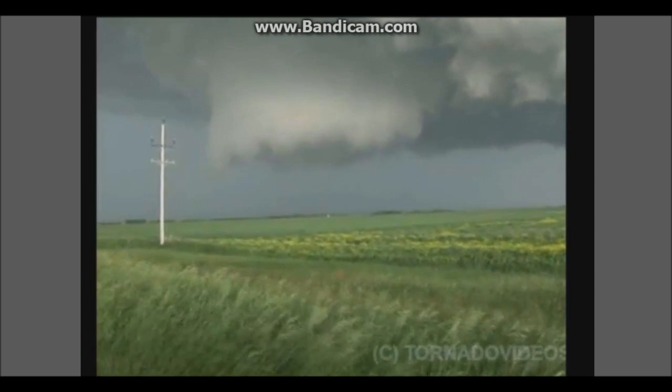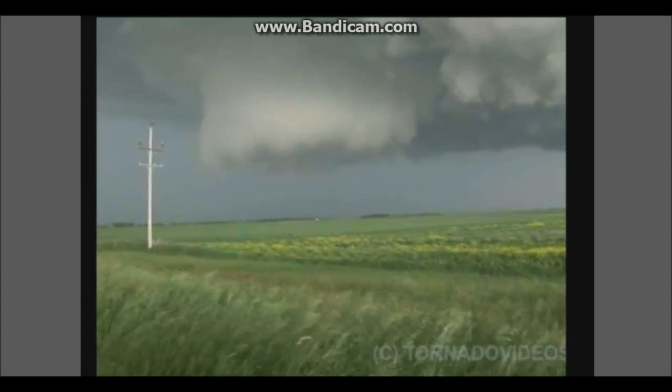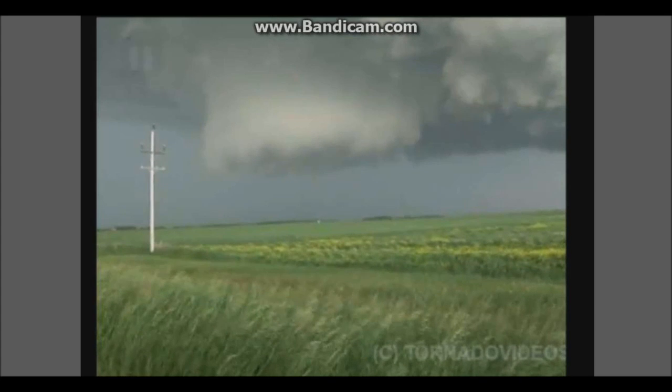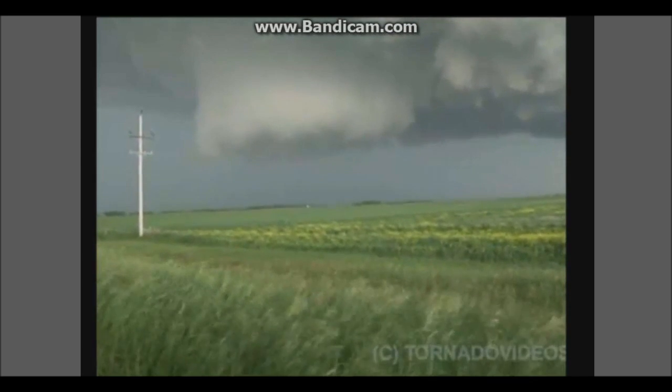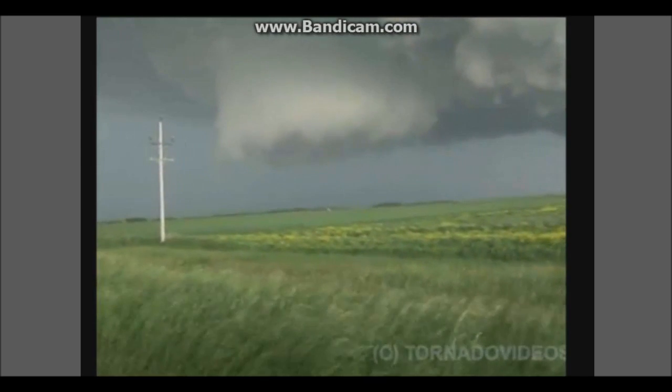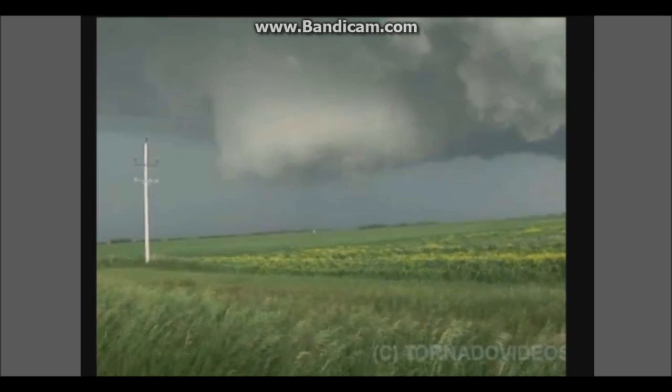Do you see the rotation? Are you looking at it? I'm going to stop it there. Do you notice the counterclockwise rotation of that wall cloud? It looks very slow from here, but it's not slow at all. Let's take a look a little bit more at it. Do you notice the rotation of the wall cloud, the counterclockwise rotation?